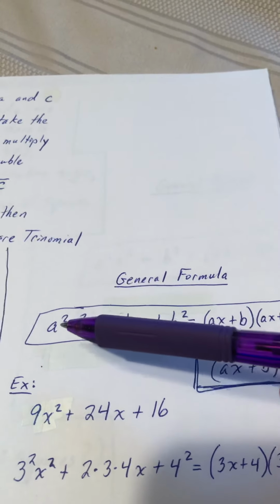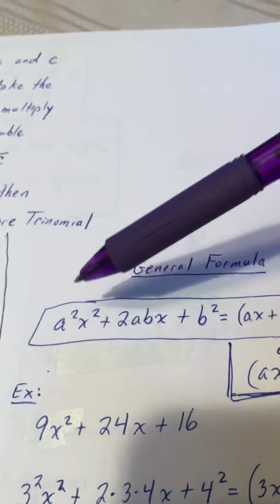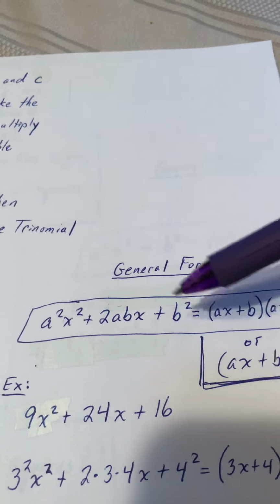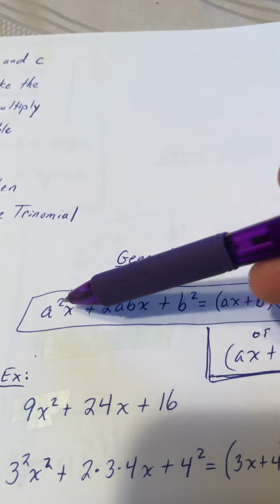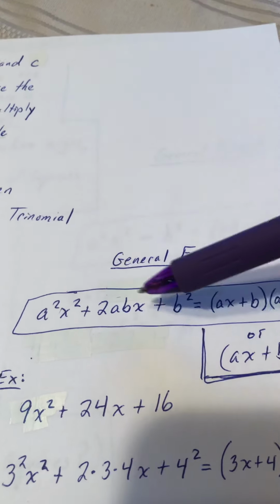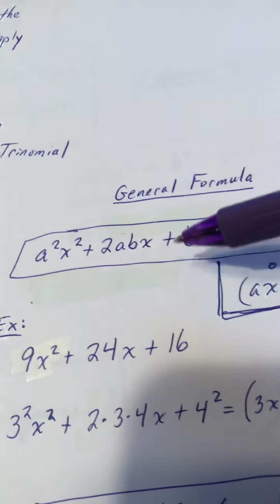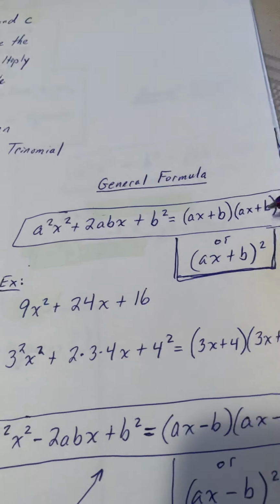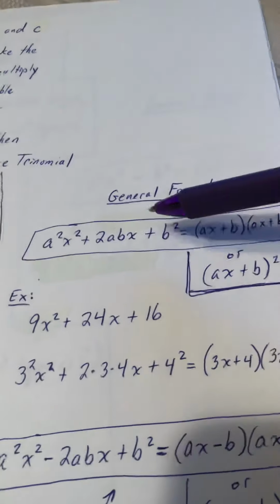If this term in front of x squared can be written as a perfect square, and if this can be written as a perfect square, then this business in the middle is 2 times the square root of a squared, which is a, the square root of b squared, which is b. 2 times a times b, which is what I was showing you up here. If that's the case, then you have ax plus b times ax plus b, or ax plus b parentheses squared. How does that work?